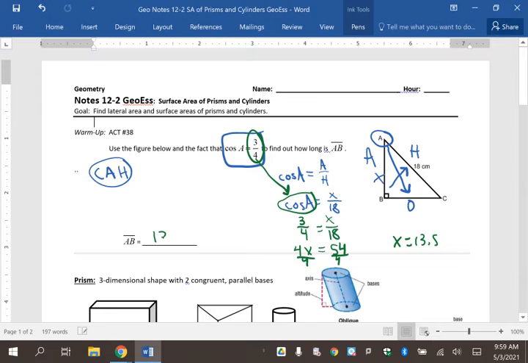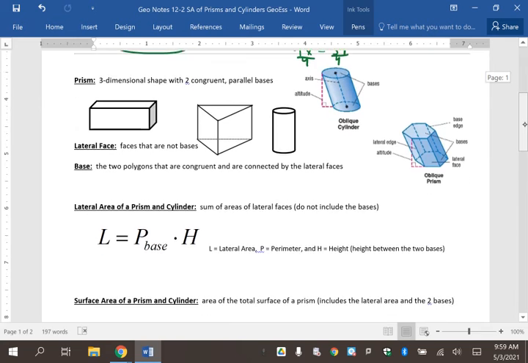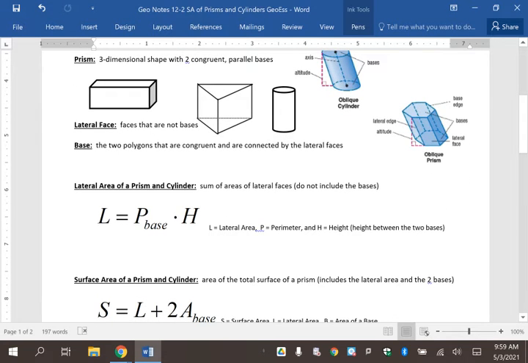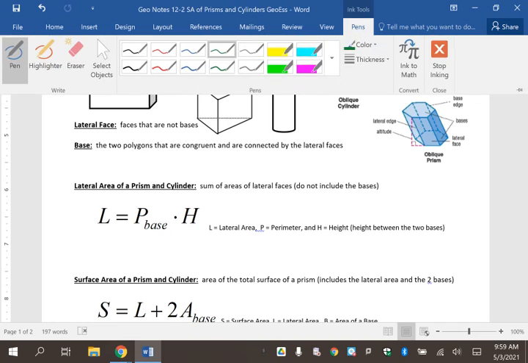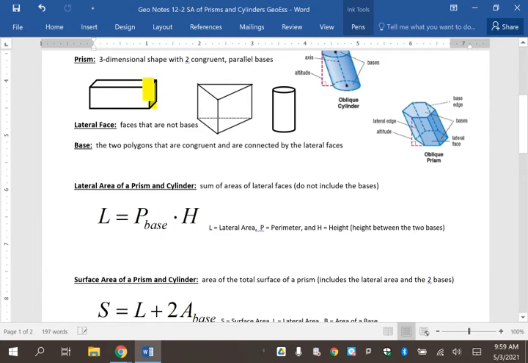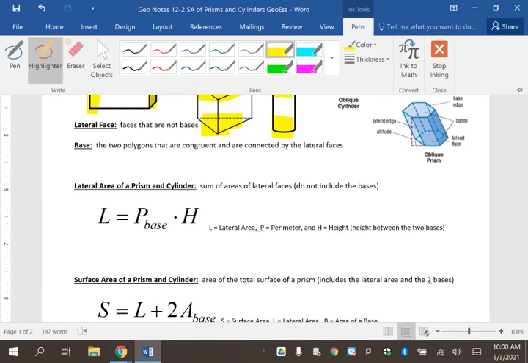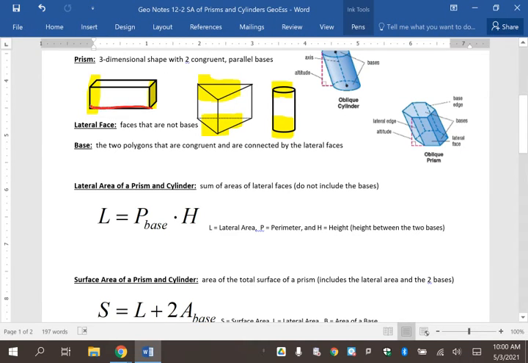That's our answer. Okay, let's go ahead and start this new chapter, and this is on surface area of prisms and cylinders. Let's start our thought with a prism. A prism is a three-dimensional shape with two congruent parallel bases. It's nice to have a highlighter and to highlight your bases. And once you highlight your bases, with a red pen, it is nice to connect those bases, and that is your capital H, height. So the distance between the two bases is your height.